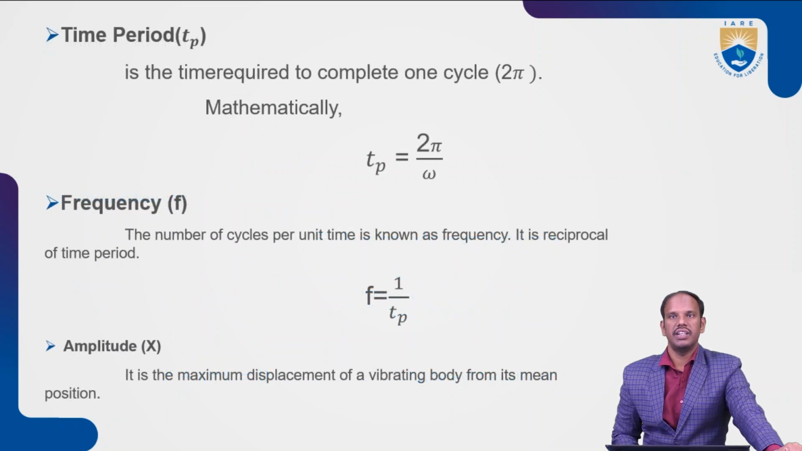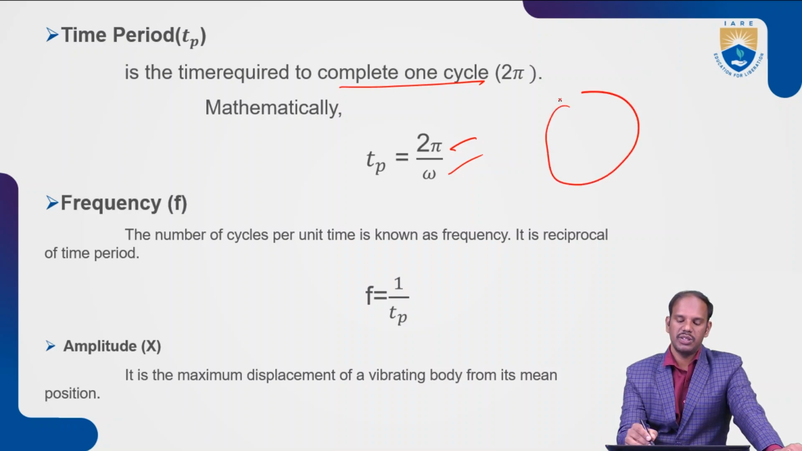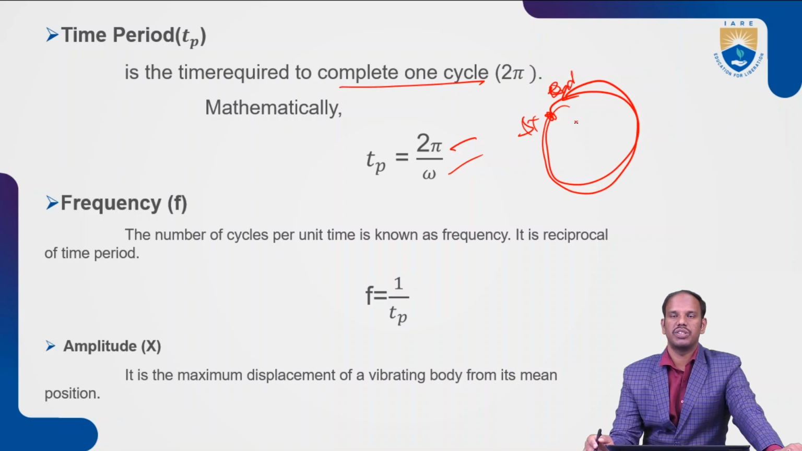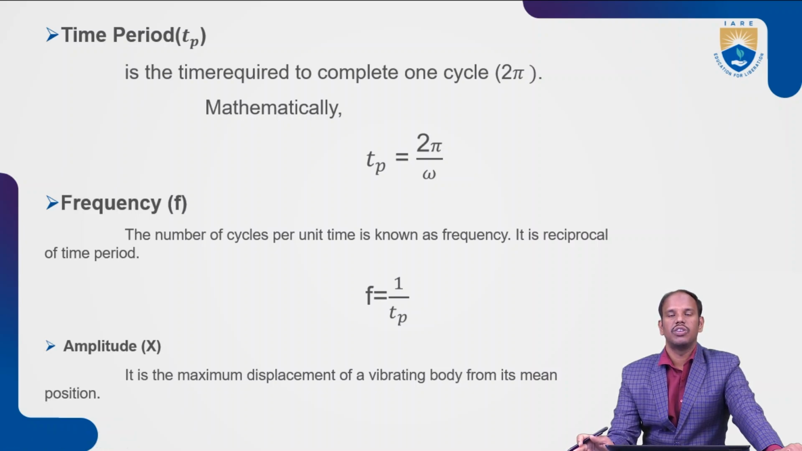The time period, we know, is 2 pi by omega. 2 pi is one complete cycle, so we write it as 2 pi by omega. It is the time required to complete one cycle. If the cycle moves from a starting position and comes back to the same position, we write it as 2 pi. Once it comes to 2 pi, one cycle is completed. So how much time has it taken? Once it is completed, there is a time limit.